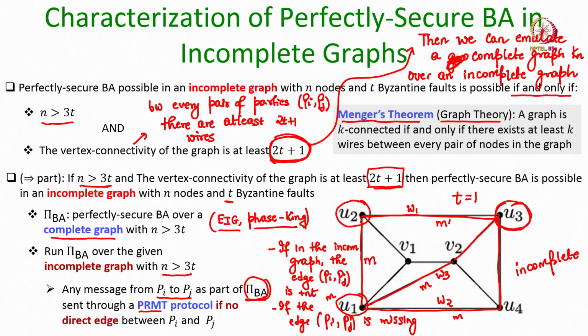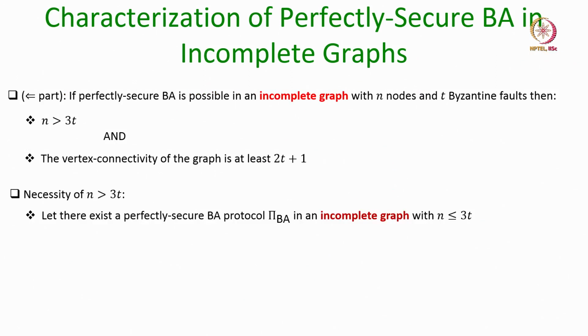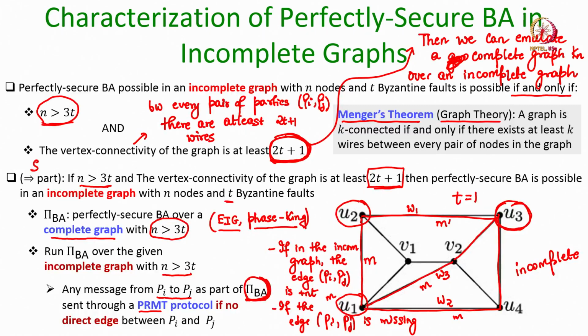And now, if we have a complete graph, either physical or virtual, we know that we have plenty of BA protocols which are perfectly secure if the condition n greater than 3t holds, which will be guaranteed because of the first part of the necessity condition. So, that shows that you can run a perfectly secure BA protocol even over an incomplete graph if you have sufficient connectivity in the underlying network. Now, that shows the sufficiency proof.